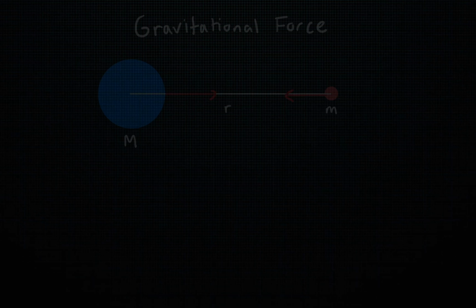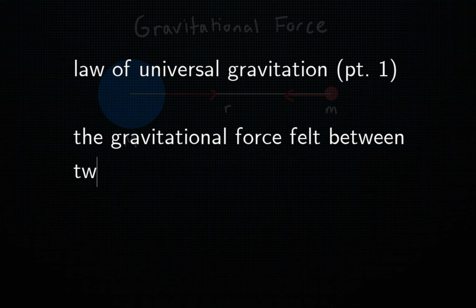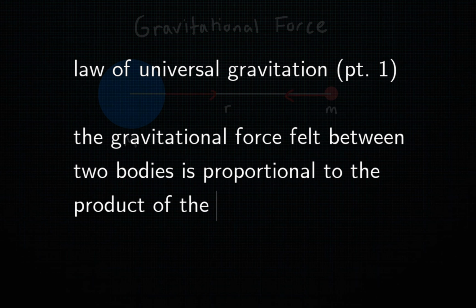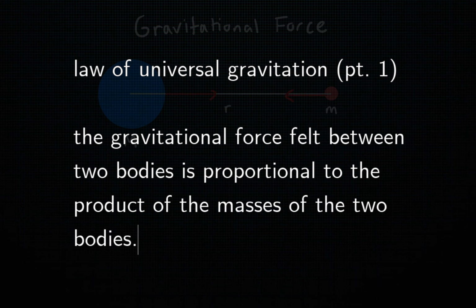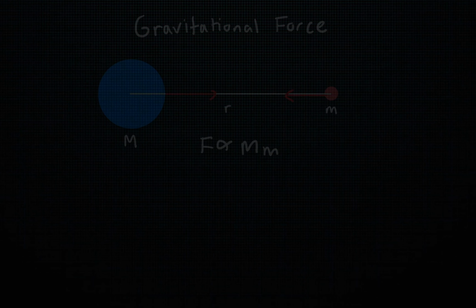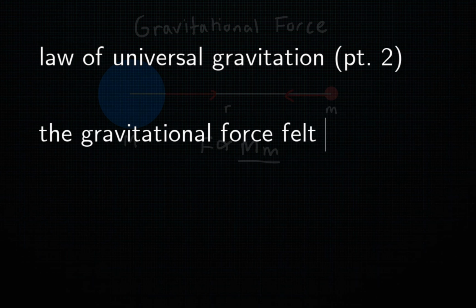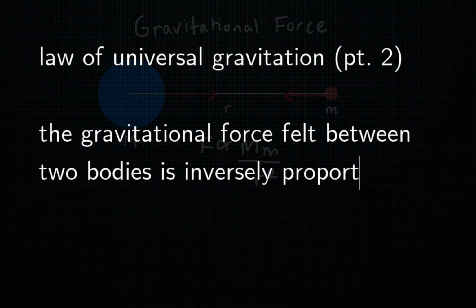And the magnitude is dictated by Newton's law of universal gravitation, which states that the gravitational force felt between two bodies is proportional to the product of the masses of the two bodies. So we're going to say one of the bodies is big M, and the other body is little m, and that's with regard to their masses. Typically, the larger mass is given big M. You might also see M1 and M2. It's similar. It's your choice. The other part of Newton's law of universal gravitation is that this force is inversely proportional to the square of the distance between the centers of the two bodies.